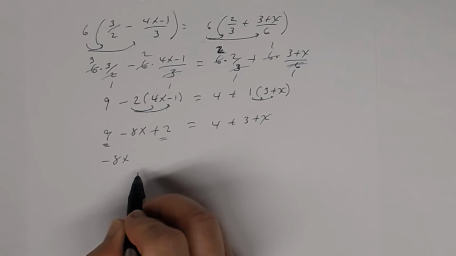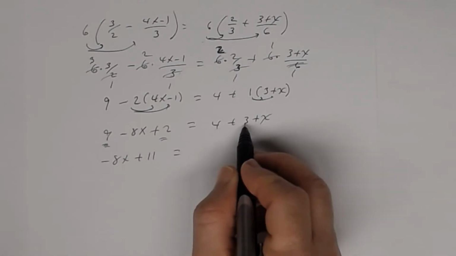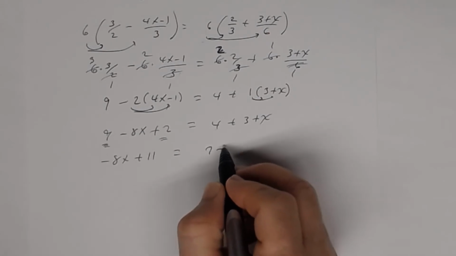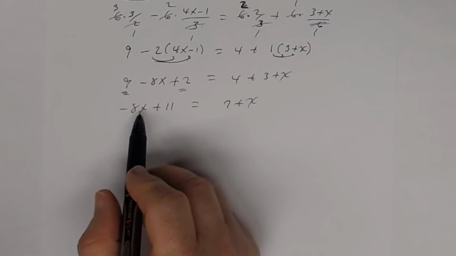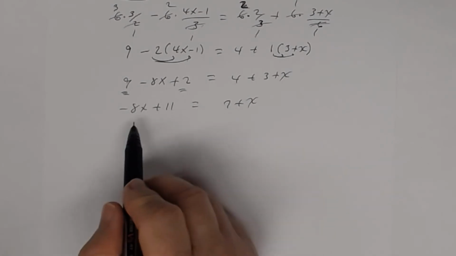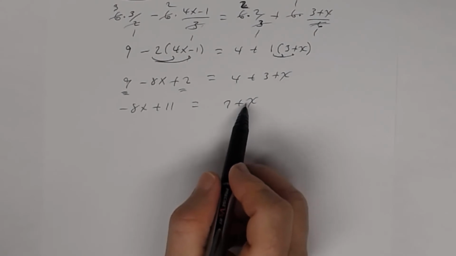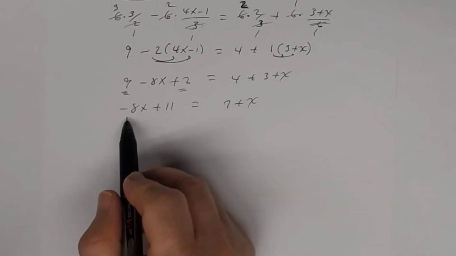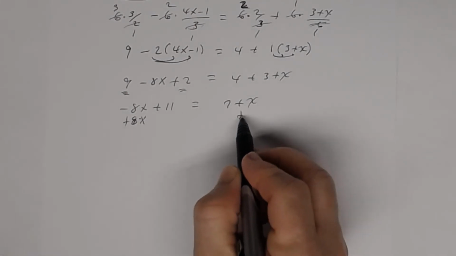9 and 2 is 11, right? So plus 11 equals 4 plus 3 is 7, so I get 7 plus x. Let's remember, I'm solving a linear equation, so let's bring the variables to one side, constants to the other. Since the coefficient 1 here is positive, and that's bigger than a negative 8, let's add 8 to both sides. I'm sorry, 8x to both sides.